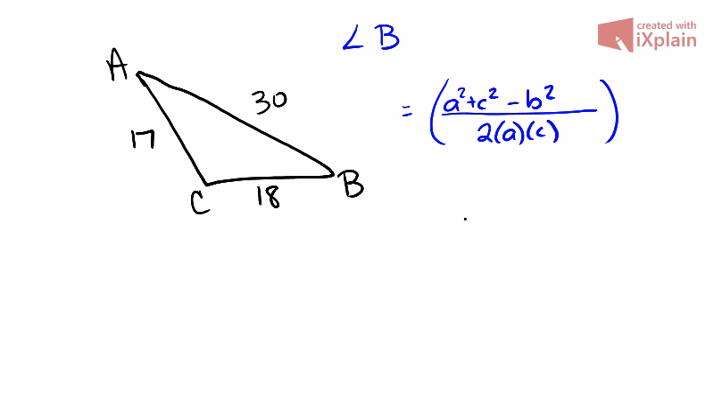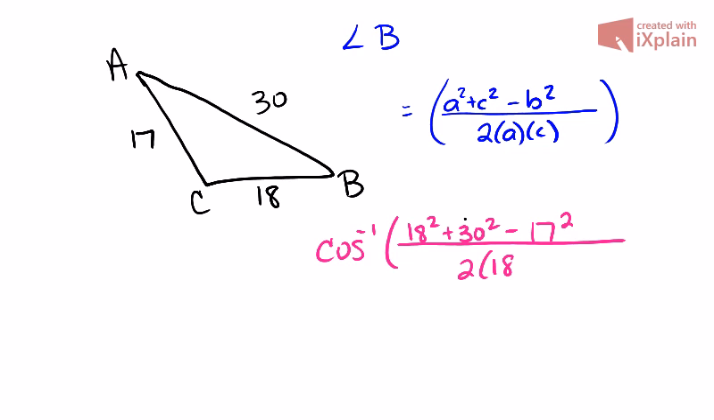Now let's plug in what we have on the triangle. Let's plug that into the formula. So now I should have second cosine, and little a is 18, c is 30, so I'm going to do 18 squared plus 30 squared minus b squared, which would be 17 squared, all over 2 times 18 times 30. Plug that into the calculator. Make sure you're in degrees, and that will give you angle B.